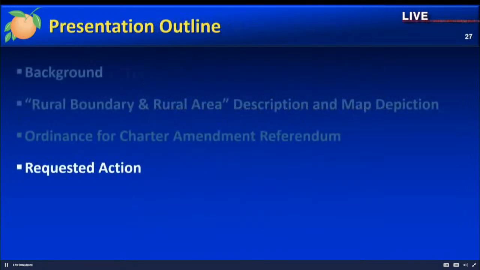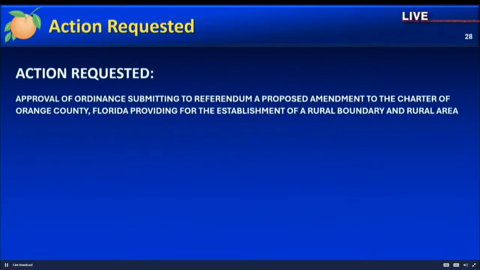Mr. Mayor and Commissioners, I will close this public hearing with the requested action, which is approval of the ordinance submitting to referendum a proposed amendment to the Charter of Orange County, Florida, providing for the establishment of the rural boundary and rural area. With that, I'm going to stand by for any questions you may have. All right, stand by.